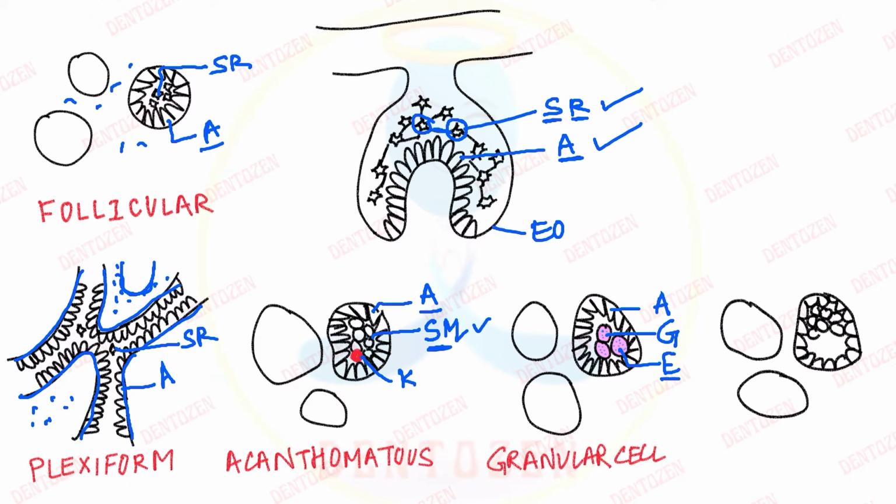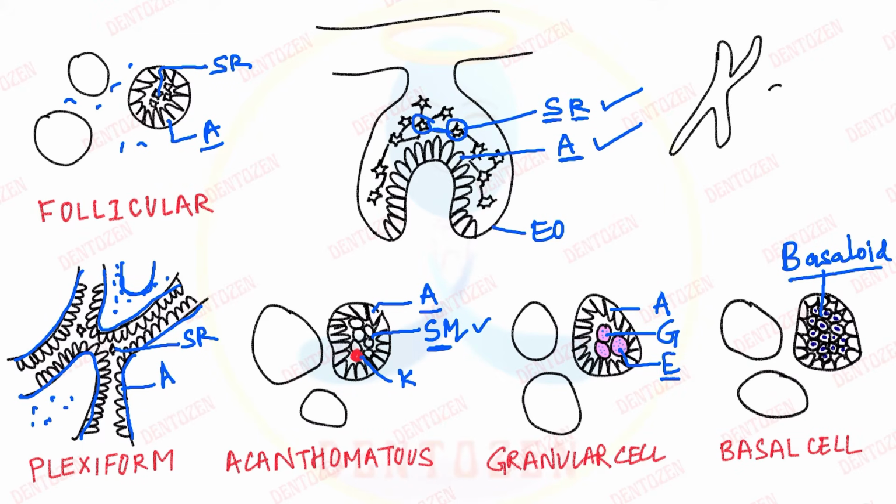Now the next type is basal cell type. Again in this the tumor cells are arranged in nests, but within the center of these nests we can see a different type of cells that look similar to the basal cells of the oral epithelium. They are called basaloid cells, that is small cells with hyperchromatic, dark staining nuclei. So that is called the basal cell type.